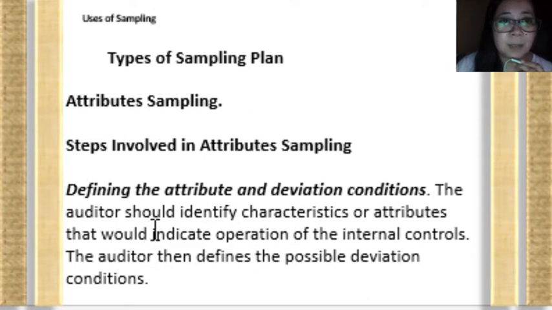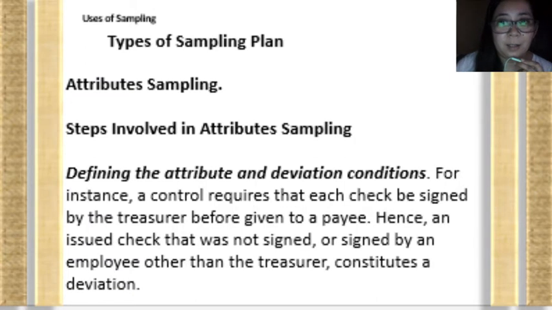Second step is to define the attribute and deviation condition. In this case, the auditor should identify the characteristics or attributes that would indicate operation of the internal controls. What are those qualitative characteristics that should be determined? The auditor then will define the possible deviation conditions, to detect misstatement or to prove if indeed internal controls are reliable or not.